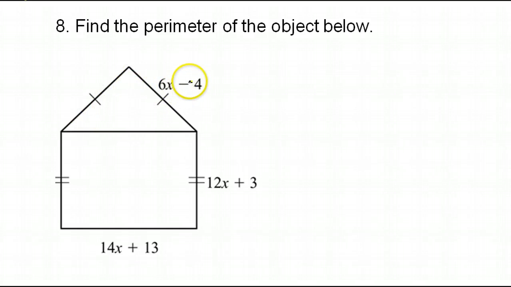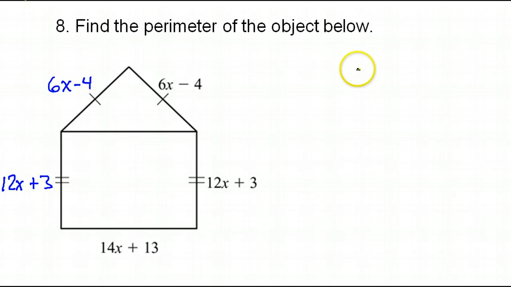So if that side is 6x minus 4, then this side is 6x minus 4. Same thing here. That's a rectangle. So if this is 12x plus 3, then this over here is, I can barely fit it, 12x plus 3. So the perimeter will be the sum of these 5 things.